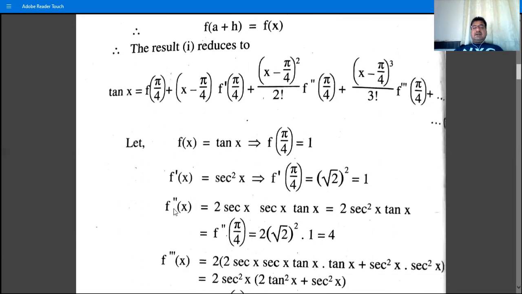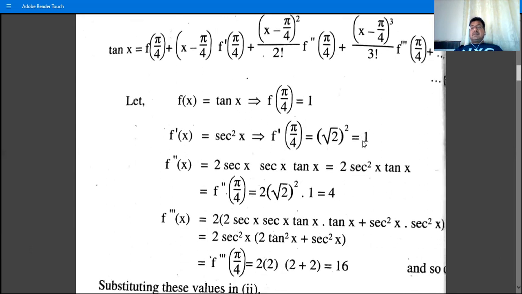Then f double dash x is what? F double dash x is 2 sec x, derivative of this is 2 sec x into tan, derivative of sec x is sec x into tan x, 2 sec square x tan x. And then f double dash pi by 4, that is substitute x as pi by 4. So 2 sec square pi by 4 tan pi by 4, tan pi by 4 is 1, and sec square pi by 4 is root 2 bracket square. So it has become 2 into 2, that is 4. Here write 2, and write 2.